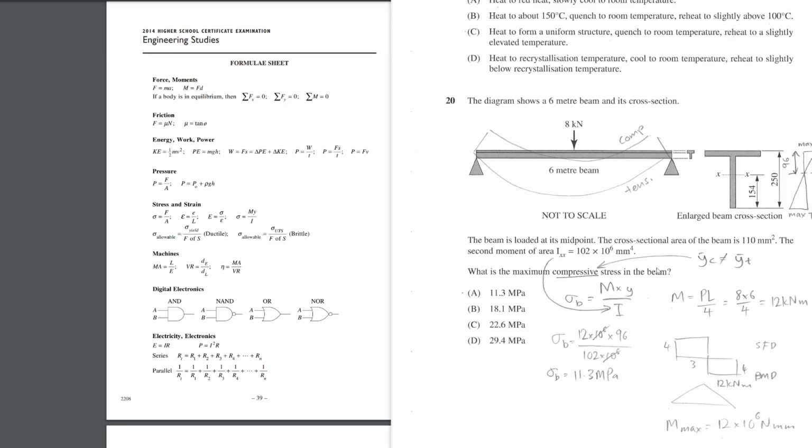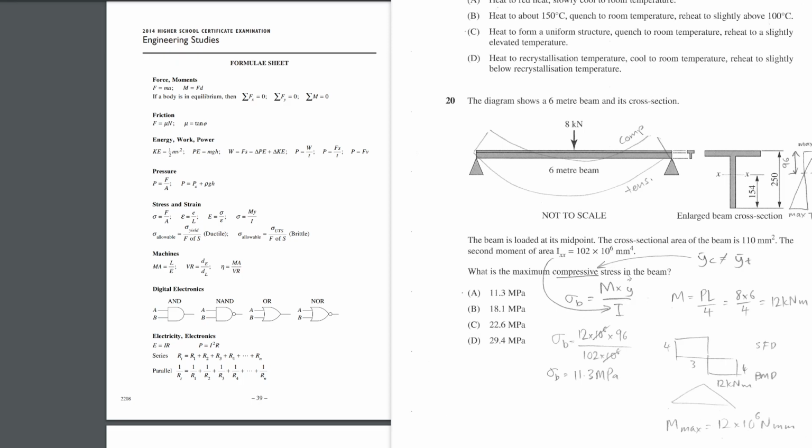Okay, so the next thing I'm going to move on to is, when we're finding bending stress, we use the formula My over I. Now, My is actually moment times the distance from the neutral axis to the extreme fiber, divided by the second moment of area.